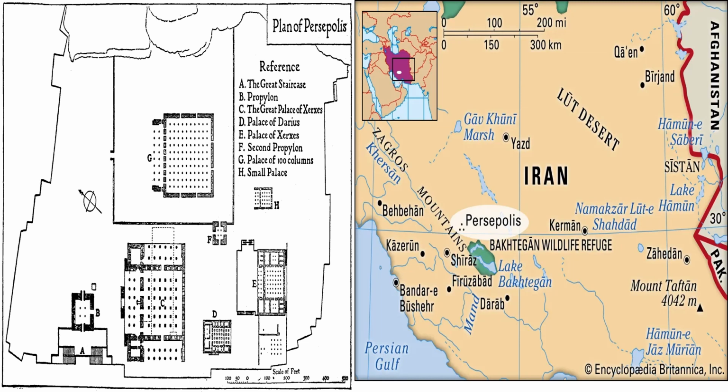Here is a plan of Persepolis. As you can see, it's multiple palaces guarded with a wall, similar to the Assyrian palaces, which were also guarded with walls. Here's its location in what is now present-day Iran.